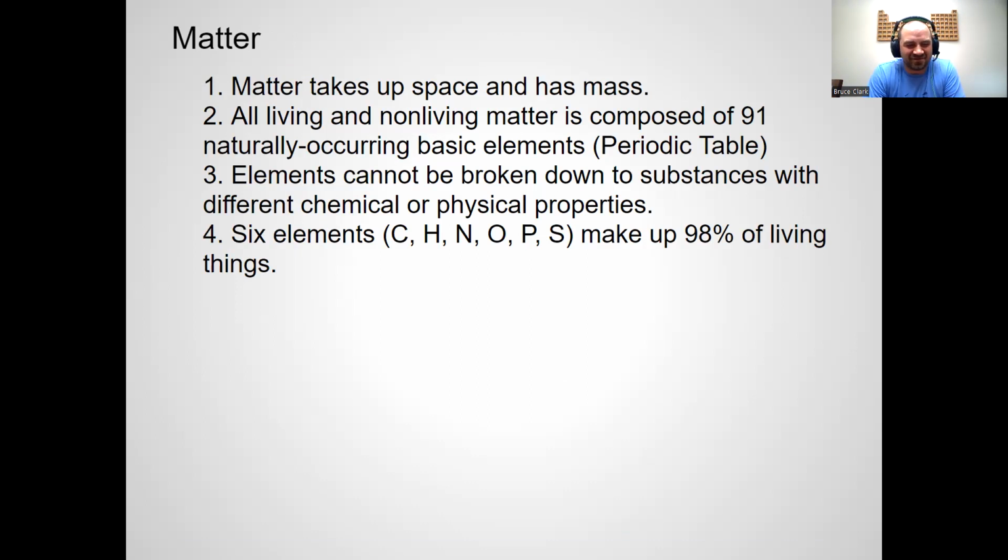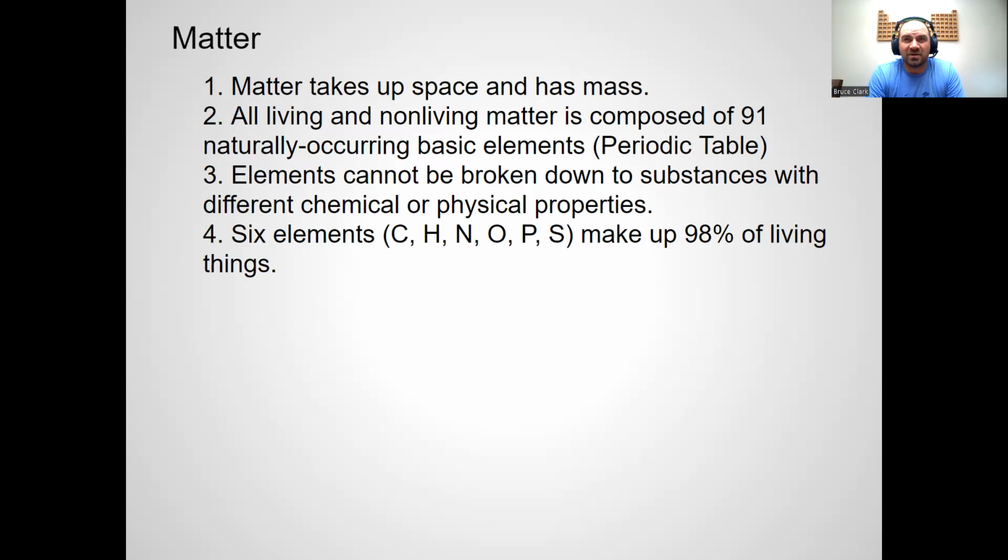When we talk about life, and non-living for that matter, it is composed of 91 naturally occurring basic elements. So think your periodic table, like the one behind me here. There's 91 that are elements that are naturally occurring. You might be thinking, hey, there's like 108 spots on there. What about the rest of them? Those are man-made. They're synthetic. We do not see them in nature. And a reminder, those 91 elements cannot be broken down to substances with different chemical or physical properties in themselves.